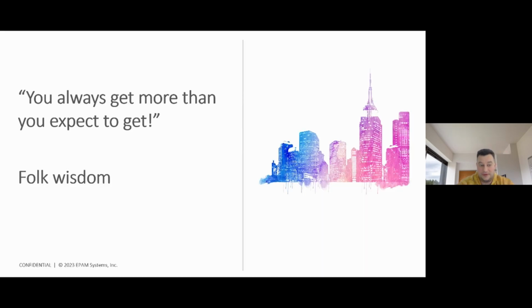Traditionally, I want to start my speech with this quote. We don't have the author of this quote, but it seems like folk wisdom: you always get more than you expect to get. Why this quote? What relationship does it have to our topic? I can say, a direct one.